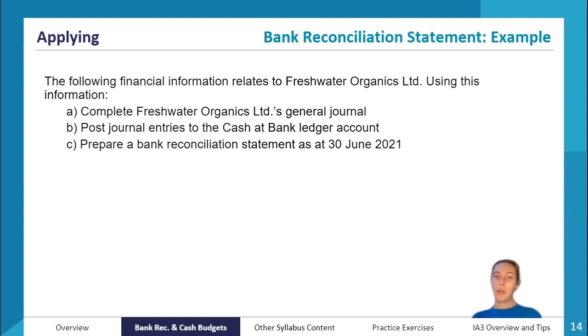So now we're going to have a look at all of those steps in context. We've got a fictional business here, and we're going to use the information that we've been given to complete the general journal, post to the ledger, and then prepare our bank reconciliation statement as at the 30th of June 2021 in this case.